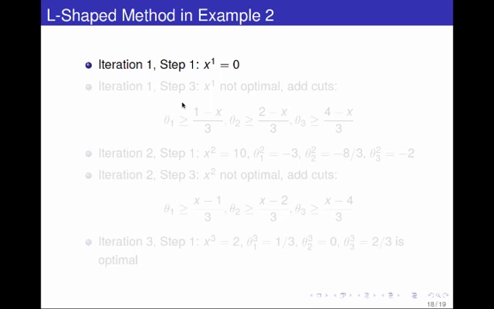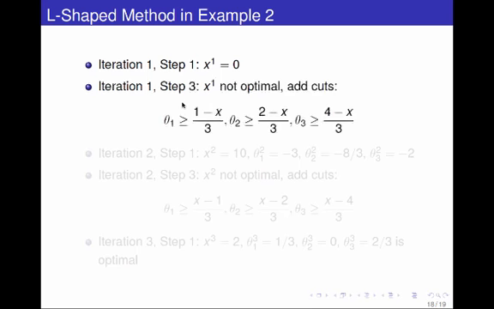So iteration 1, we start from 0. And the multicut L-shaped method generates three cuts here. Now, for x equals 0, it turns out that these guys have the same slope. So, if we want to draw what's going on here, we have 1, 2, and 4.